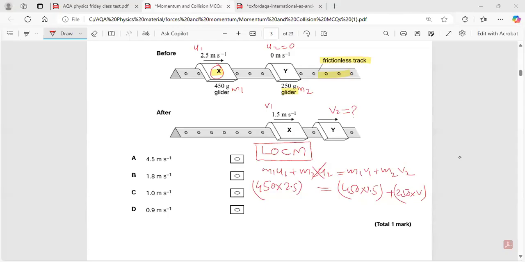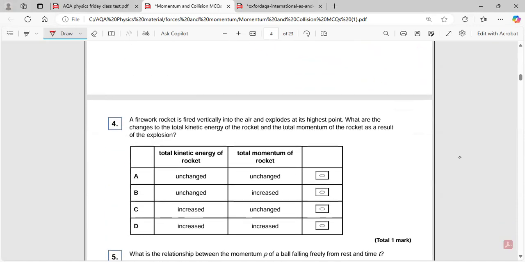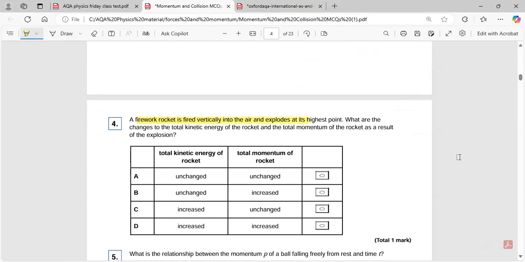Okay, so when you do this, your V answer comes out to be 1.8 meter per second. You have to solve this for V. So this 1.8 meter per second is your answer. This is a simple question.